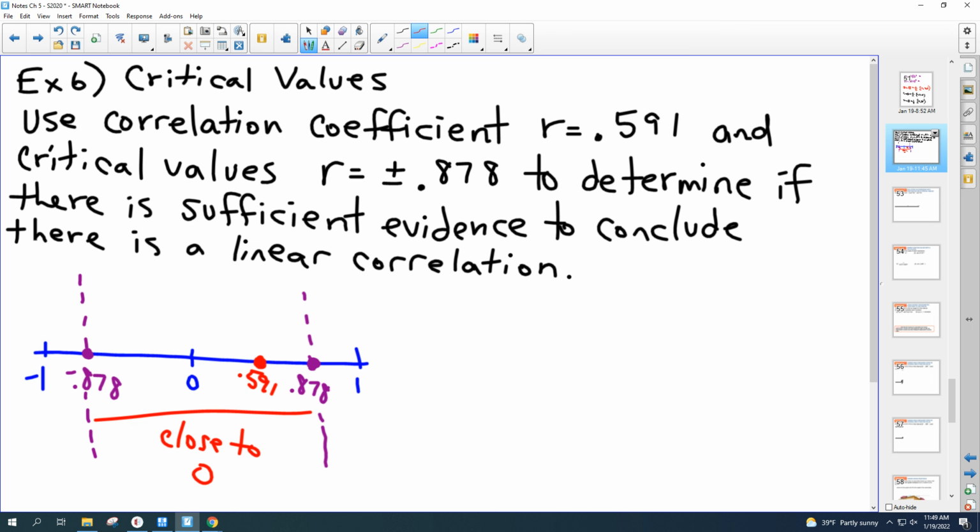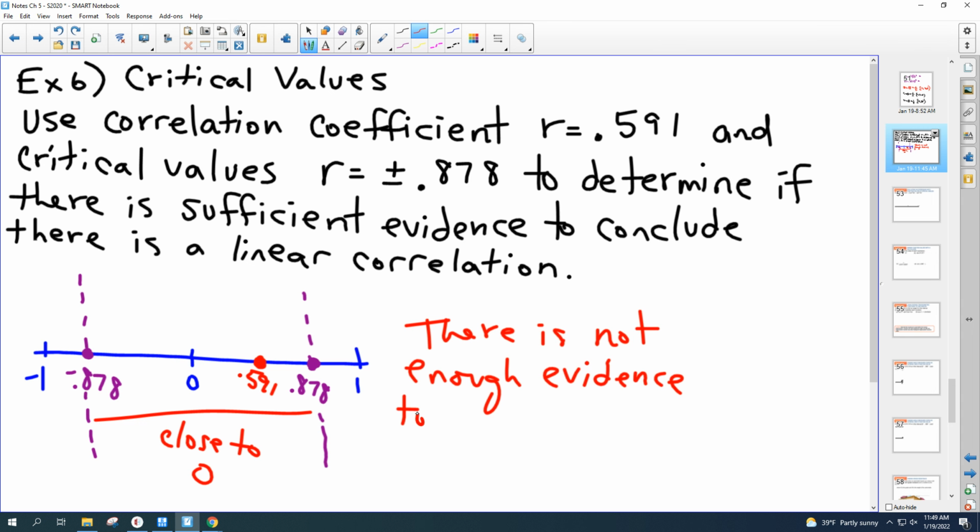So what can we say? We don't want it to be close to 0. There is not enough evidence to show a linear correlation.